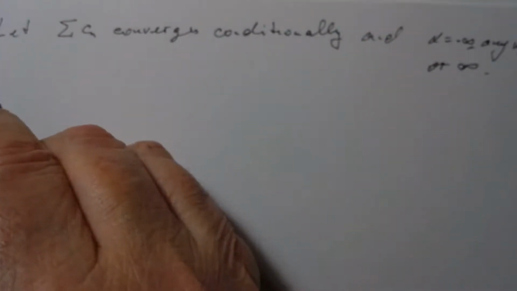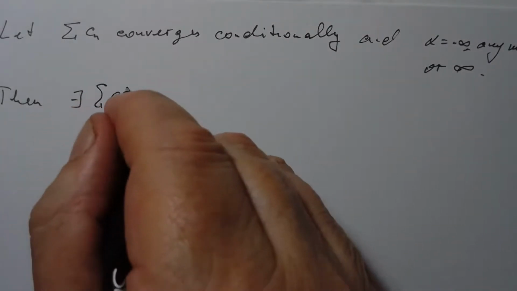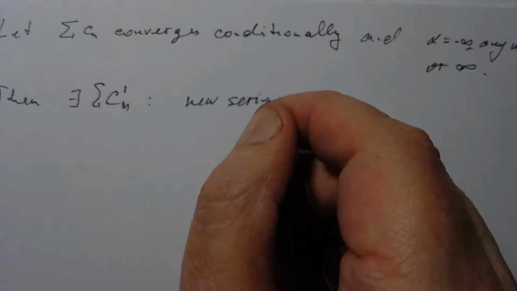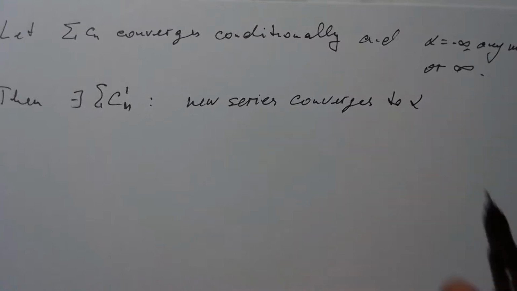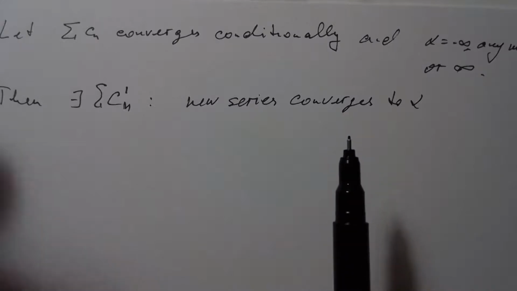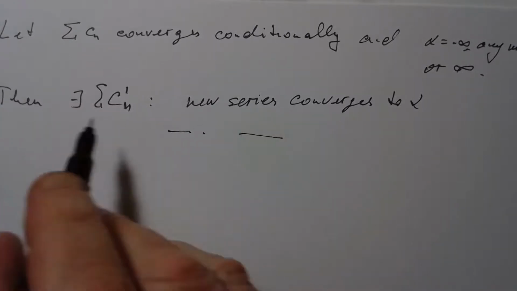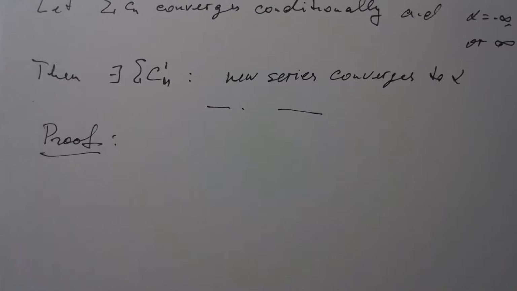Then there exists a rearrangement of this series such that the new series converges to alpha, with the understanding that if alpha is minus infinity, then the partial sums of the series converge to negative infinity, and if alpha is positive infinity, then the rearrangement of the series converges to positive infinity. Okay, and that's the theorem that I want to prove now, and this will be the last theorem of this chapter. So the way the proof goes is as follows.